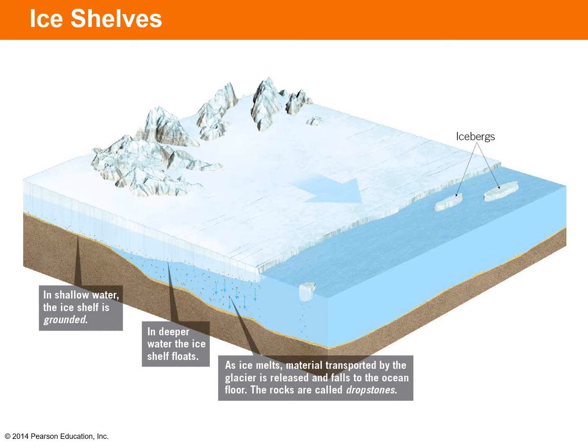And then ice melts from the ice shelves, and material is transported by the glacier and released and falls to the ocean floor. So, sediment and rocks that were transported by the glacier and pushed out onto the ocean by the ice shelf, as that ice shelf melts, that sediment and those rocks fall to the ocean floor. And these rocks are called drop stones. And then you can see examples of a couple of icebergs as well. And major icebergs are often the result of ice shelves breaking apart out in the ocean.